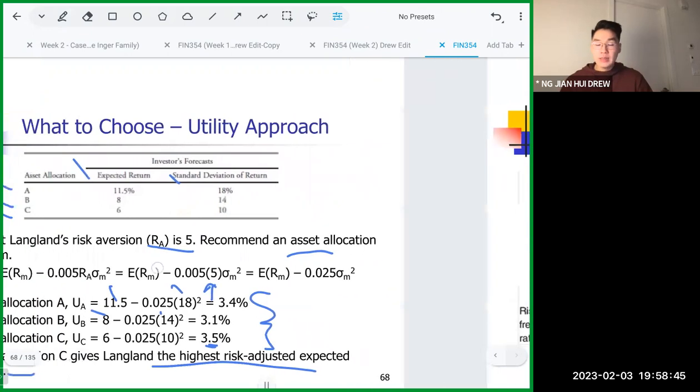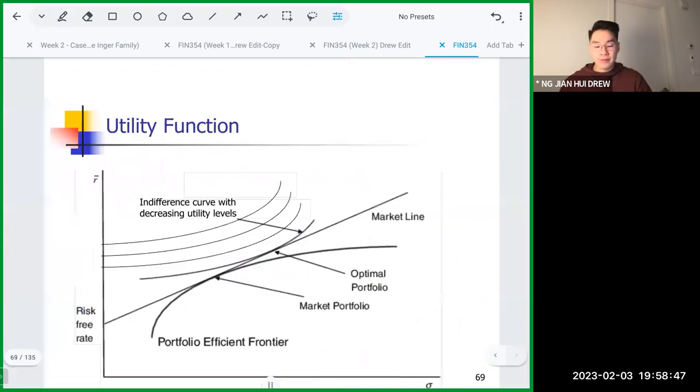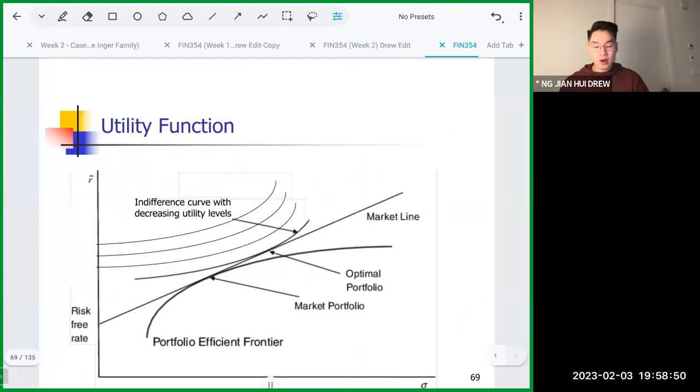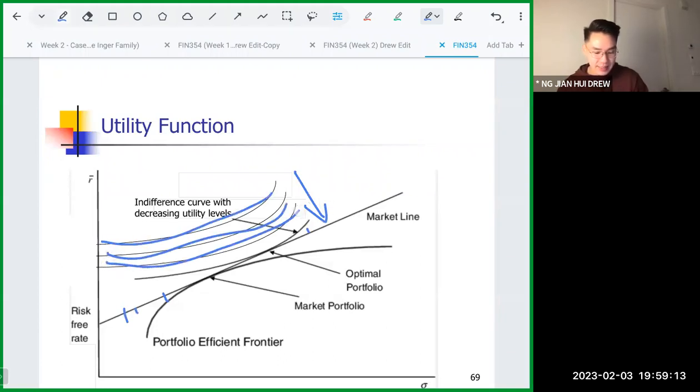Okay, so now we are going to jump back into the graph. This is the last component of the graph. We talked about the market line, the most efficient portfolio, then the position of where we want to be. Now, how the utility comes in is from the top. It's like a sun ray that goes down from here. So these are the utility functions here, like this.